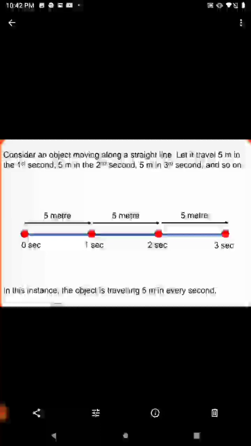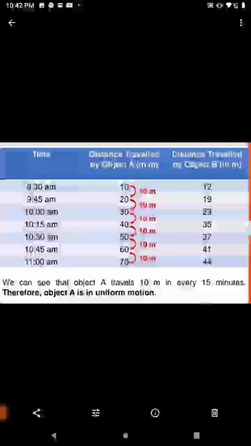On the other hand, if it is non-uniform, then in a particular time, in 1 second, it covers unequal distance. For example, 5 meter, 7 meter is known as non-uniform motion. I am going to share a slide for uniform motion. For example, at 9:30 to 9:45, 10 meter. Next, 10 a.m. to 10:15, 10 meter. So in each case, the object covered 10 meter. So in every 15 minutes it covers 10 meter. So it is a uniform motion.